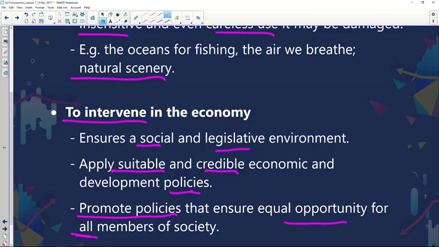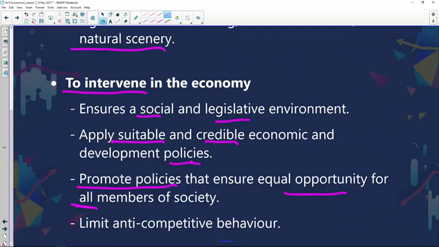Policies like the broad-based Black economic empowerment, policies that look at people that were in previously disadvantaged communities, and now that they are given an opportunity to participate in economic activity. Women didn't have an opportunity to be leaders in companies, although they had the right skills and expertise. So the government is responsible in ensuring that equal opportunities are granted to all, and also limit the anti-competitive behavior.